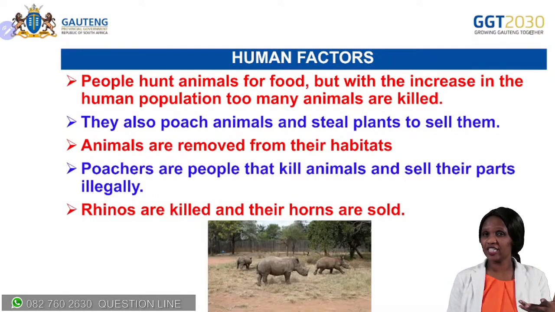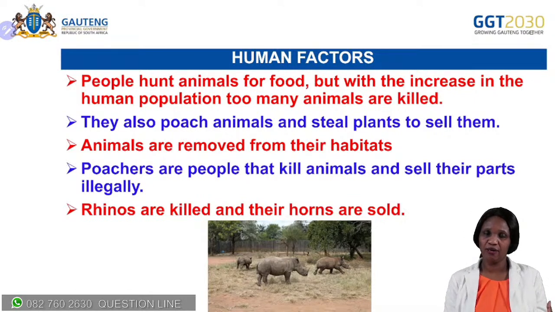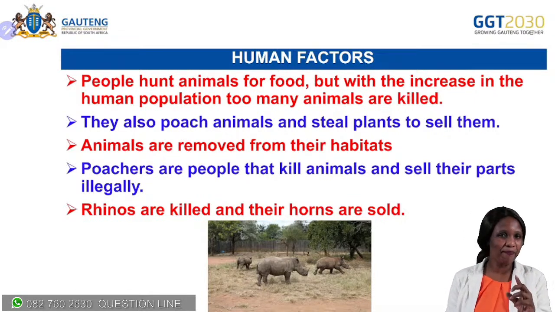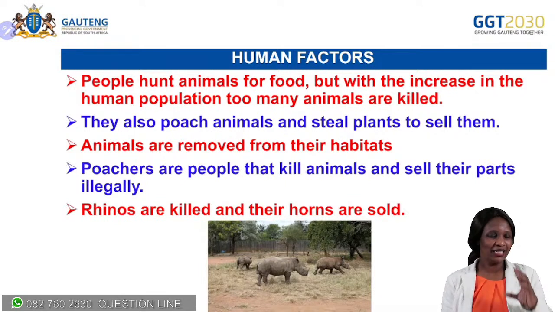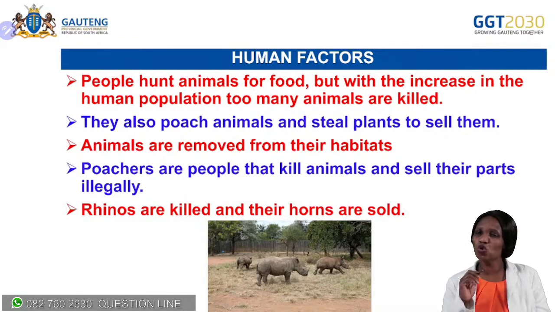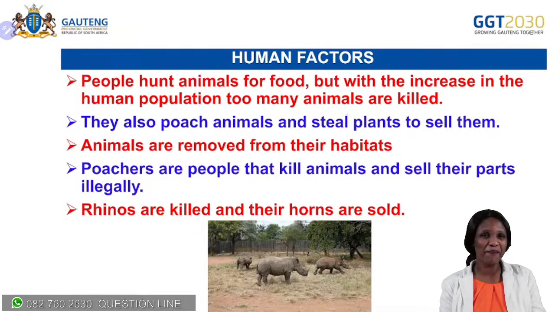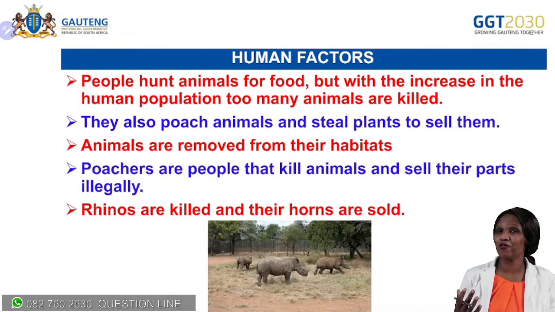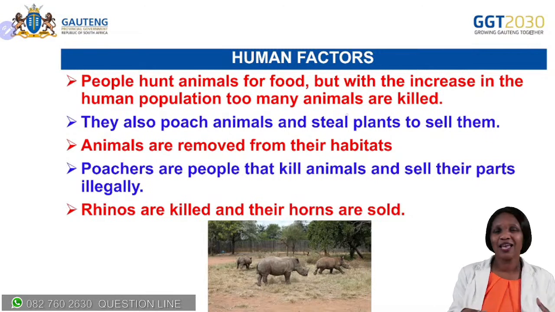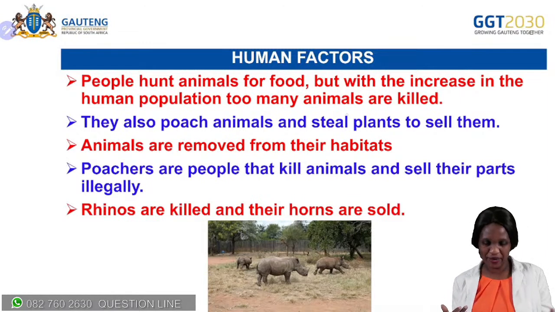These are human factors. This is what human beings are doing to the environment. Okay. We are disturbing the ecosystem. Some animals suffer and die because of our behavior. And then people hunt for animals for food, but with the increase in the human population, too many animals are killed. Remember, we said human beings, we are omnivores. We benefit directly from plants and also indirectly. Why? Because we eat plants and we also eat meat.